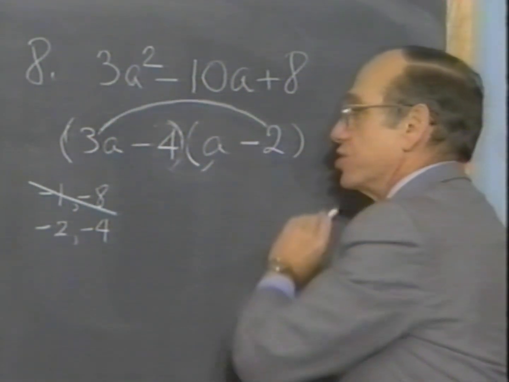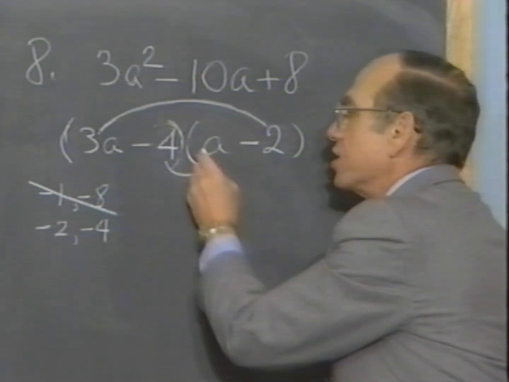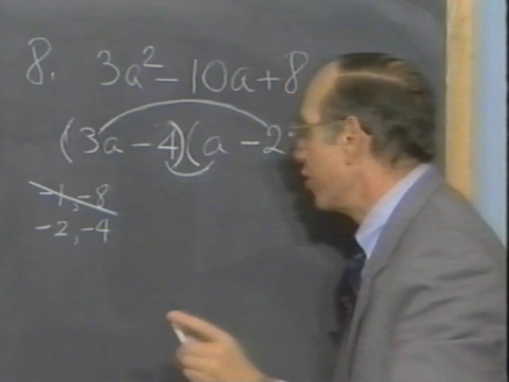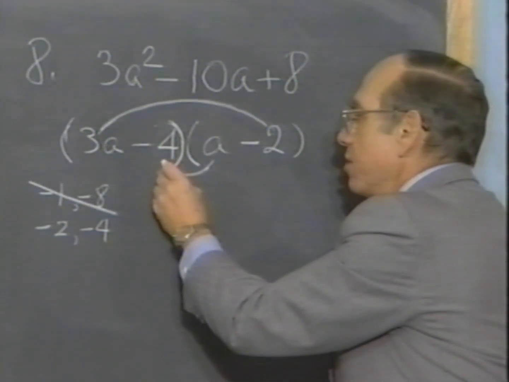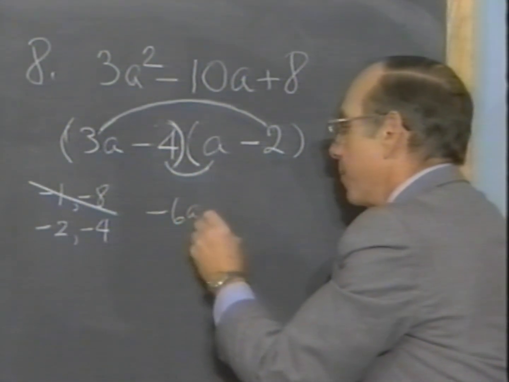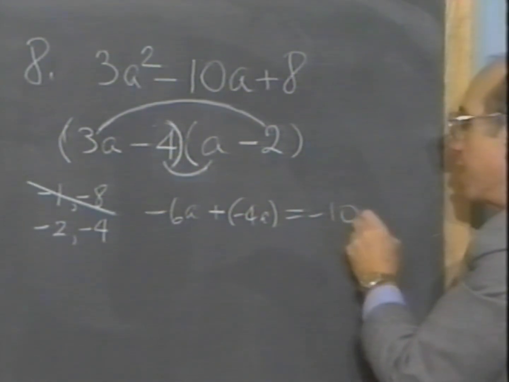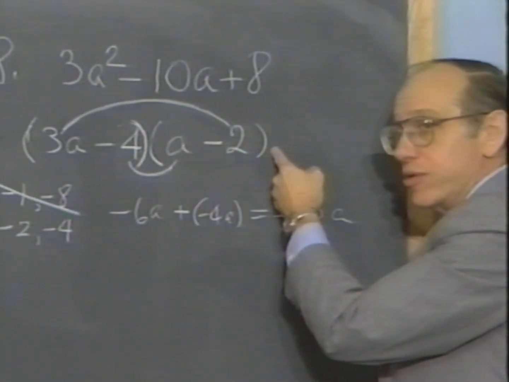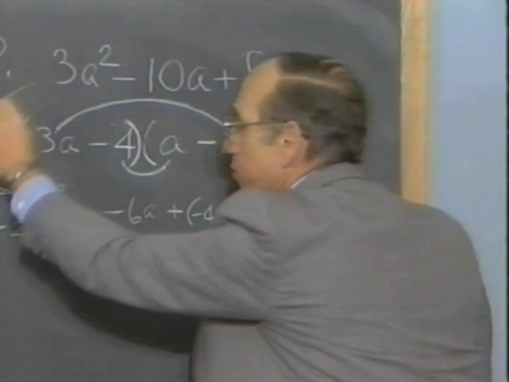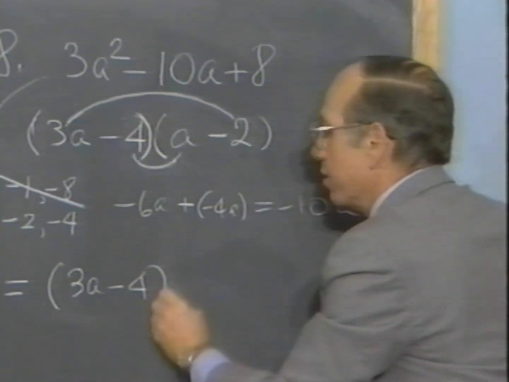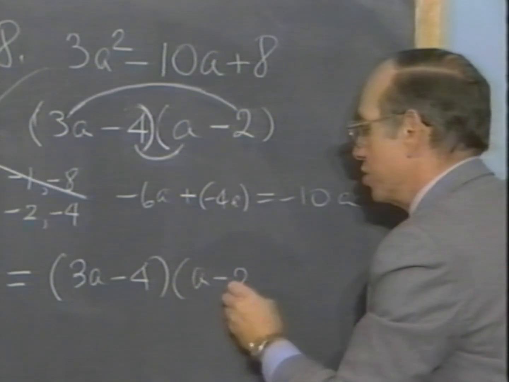And now we'll check this one. 3a times minus 2 is minus 6a. Minus 4 times a is minus 4a. Wait a second, I think we're right. Minus 6a plus minus 4a adds up to minus 10a, and that's the one we want. Now let me rewrite it just a little more neatly, because now we know what the result is. This is 3a minus 4 times a minus 2.